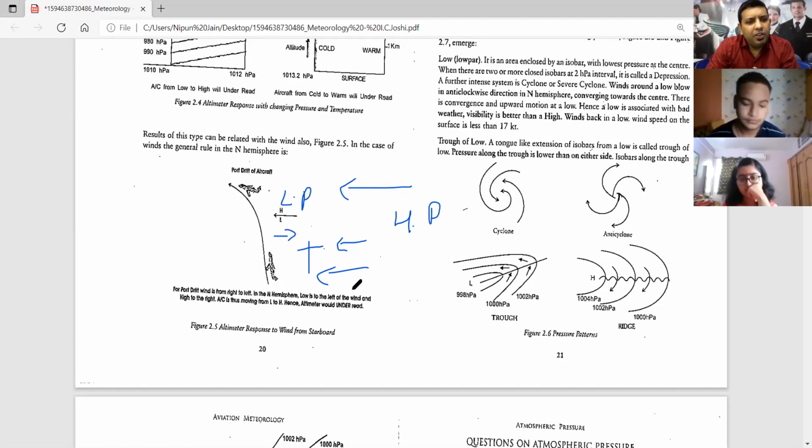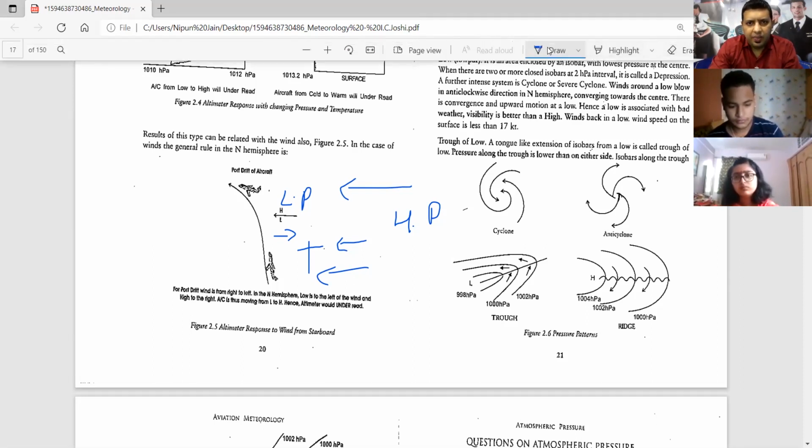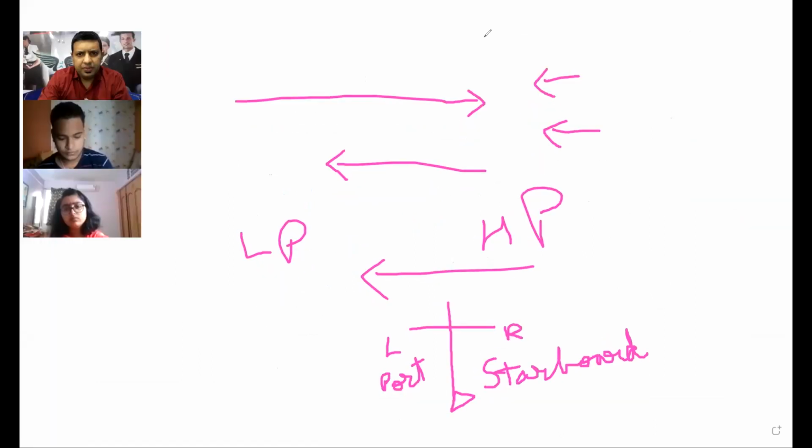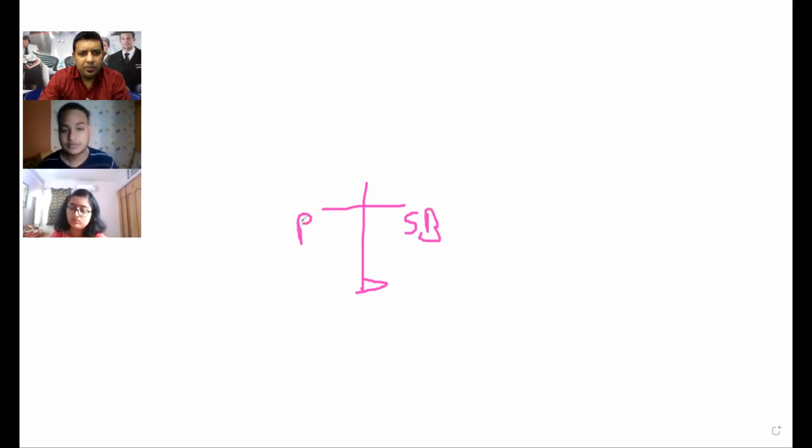Now you see, if the aircraft is moving from low to high, then the altimeter will underread. Low to high, you are up in the sky. Again, they have confused it here. Let me explain with my diagrams. It's a little confusing here. All right. The aircraft, right is port or starboard, Mehul? The right side, sir, is starboard. So it's SB and SP. All right, sir.